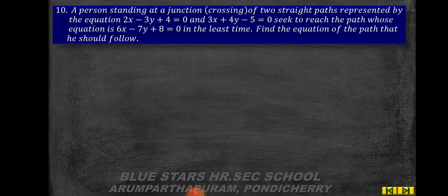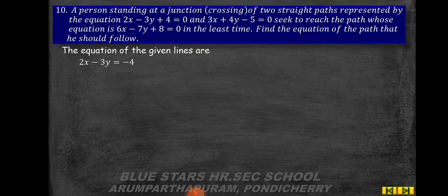Problem number 10. A person standing at a junction crossing of two straight paths represented by the equations 2x minus 3y plus 4 is equal to 0 and 3x plus 4y minus 5 is equal to 0, seeks to reach the path whose equation is 6x minus 7y plus 8 is equal to 0 in the least time. Find the equation of the path that he should follow.